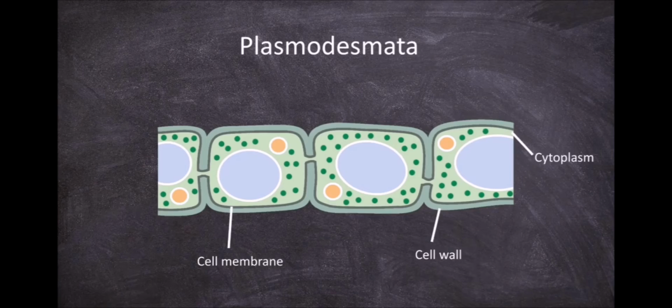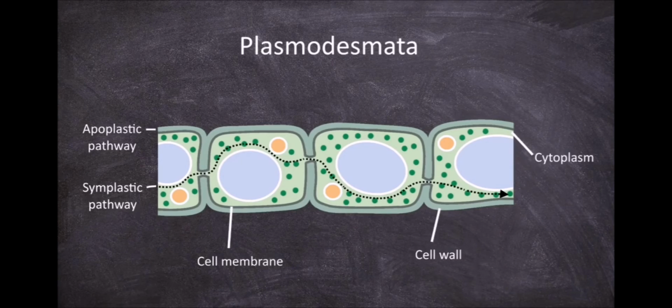These connections form the symplast and the symplastic pathway, which is where materials are able to move between cells through the cytoplasm. The joined cell walls form the apoplast and the apoplastic pathway, which is where materials are able to move between cells through the cell wall.